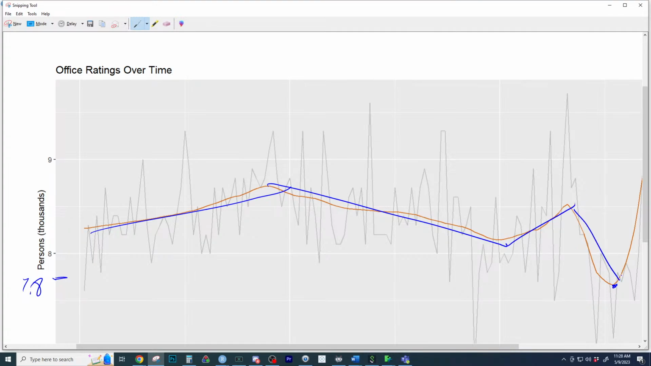So we might have a piecewise regression with 1, 2, oh my gosh, 2, 3, 4, and 5. Does that make sense what piecewise regression is?